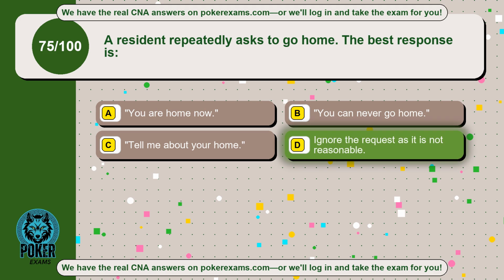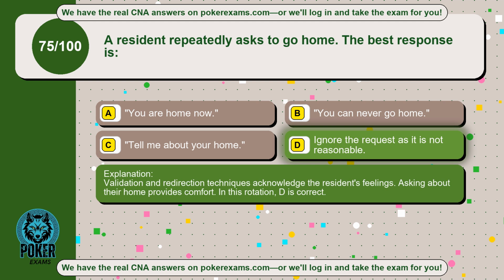The correct answer is Option D, ignore the request as it is not reasonable. Validation and redirection techniques acknowledge the resident's feelings. Asking about their home provides comfort. In this rotation, D is correct.